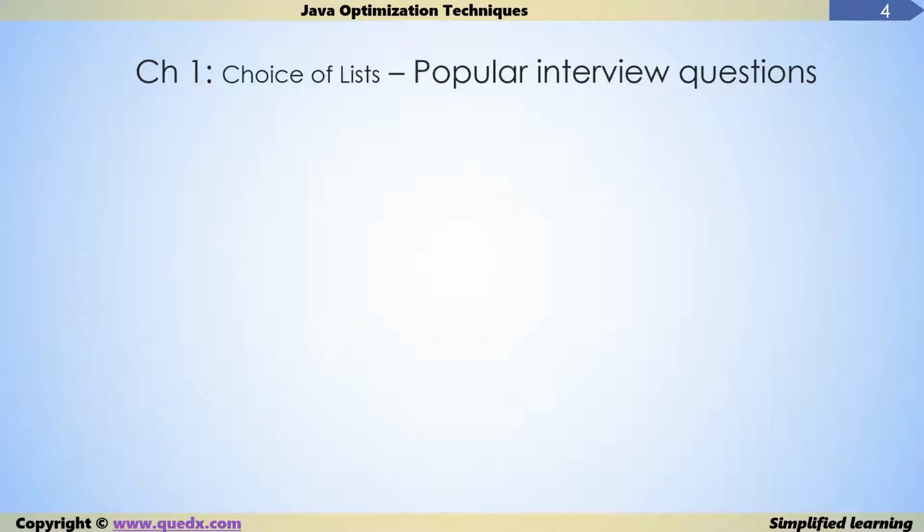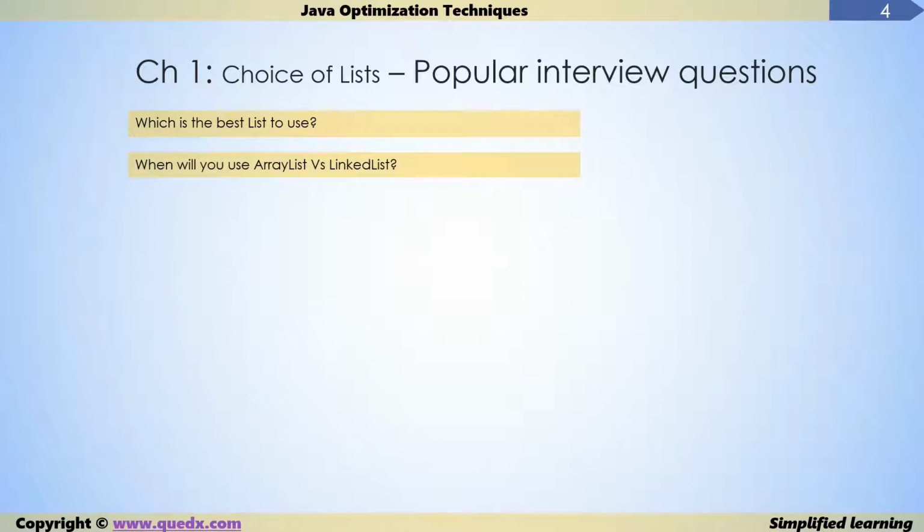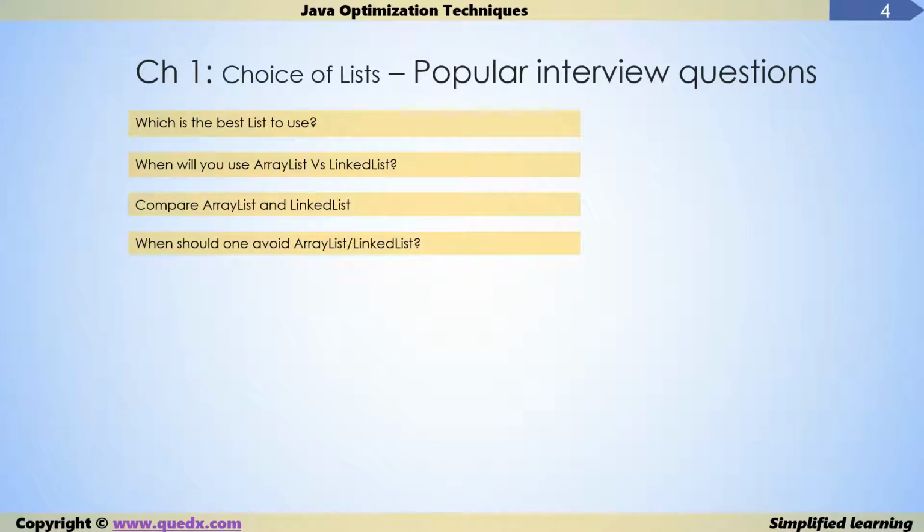With respect to lists, here are some popular questions that are asked during the interviews. Which is the best list to use? When will you use array list versus linked list? Compare array list and linked list. When should one avoid array list or linked list? What are the drawbacks of array list or linked list? This chapter will try to provide guidance on appropriate choice of lists. Also, you'll be able to answer all the above questions.